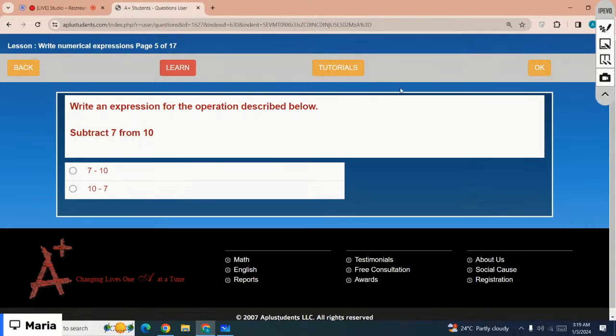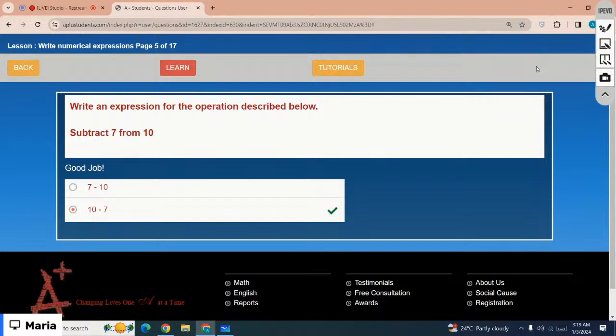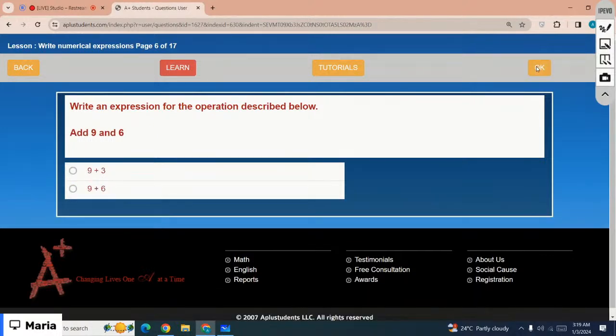Yes, that is option number 2. 10 minus 7 it is, because you have to subtract 7 from 10, right? The next one is add 9 and 6, which is the correct option.